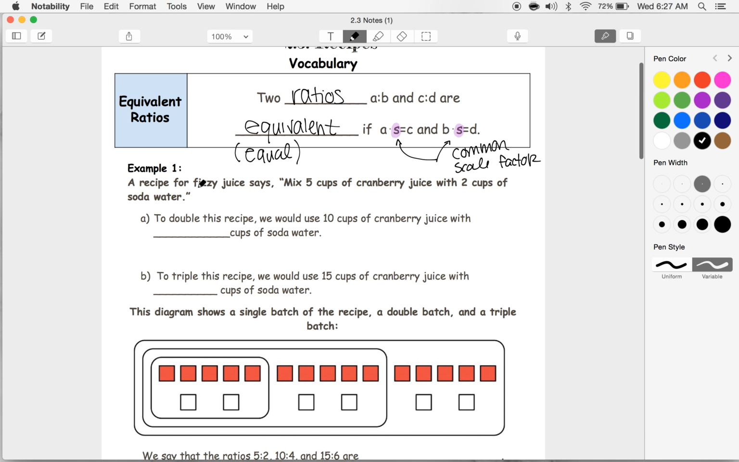All right, so if I have a recipe for fizzy juice that says mix 5 cups of cranberry juice with 2 cups of soda water, I'm going to take a look at section A. To double this recipe, we would use 10 cups of cranberry juice with blank cups of soda water. So I'm starting with this idea that I had 5, but now I got to 10. I need to think of something I can multiply to get me from 5 to 10. Well, I multiply that by 2. It's a times 2. Which means if I take 2 times 2, I know it's 4 cups of soda water.